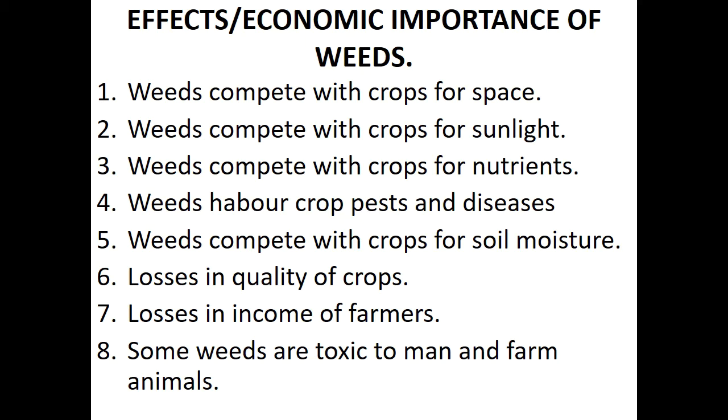Weeds harbor crop pests and diseases. Some weeds harbor pests. That is why sometimes the pests hide under the weeds and carry out their attack on our crops. Weeds compete with crops for soil moisture. Once there is drought, which is a shortage of rainfall within a short period of time, the soil moisture meant for the crops will be used by the weeds. That's why sometimes you see the crops start to dry while the weeds are growing well.